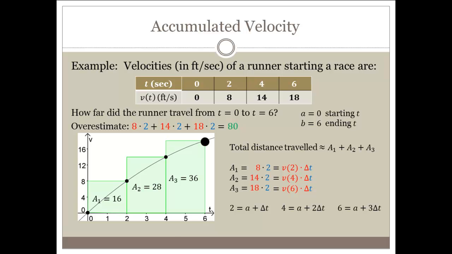Substituting these in for 2, 4, and 6, we can write the distance traveled, A1 plus A2 plus A3, as v of A plus delta t times delta t, which is A1, plus v of A plus 2 delta t times delta t, which is A2, plus v of A plus 3 delta t times delta t, which is A3.